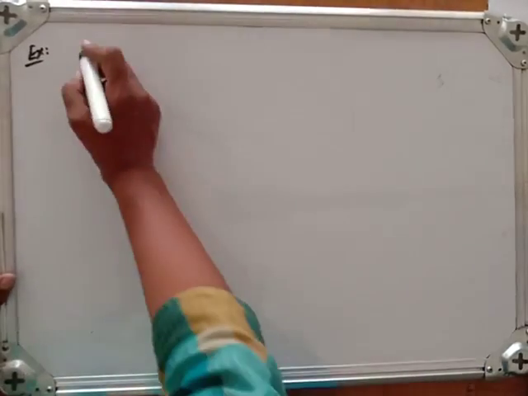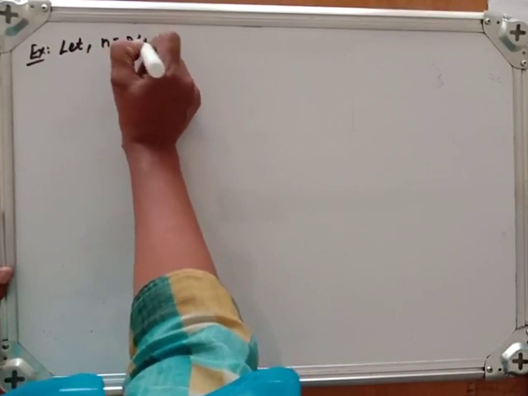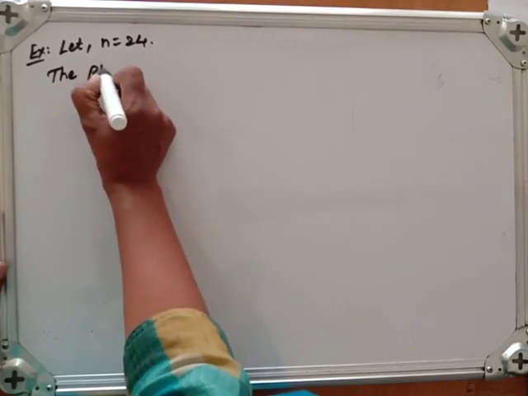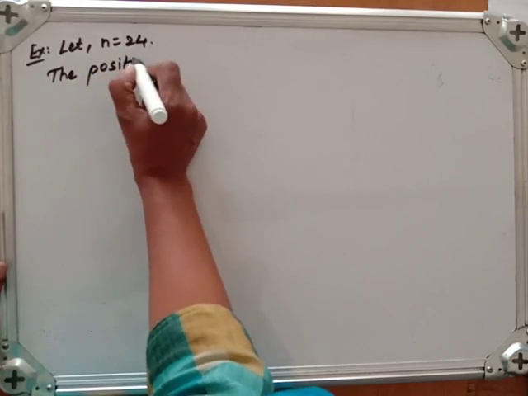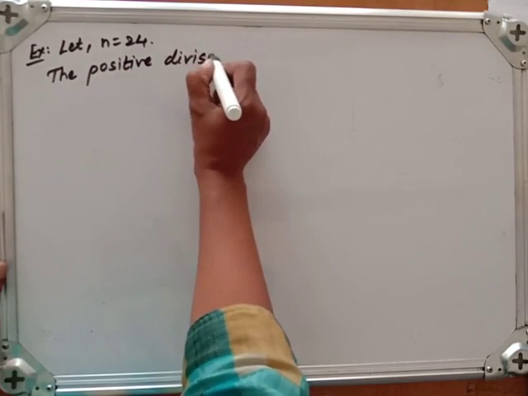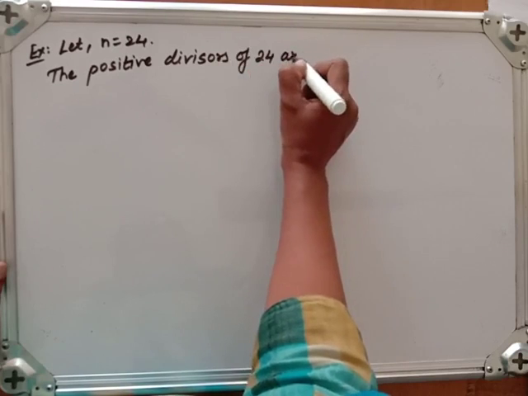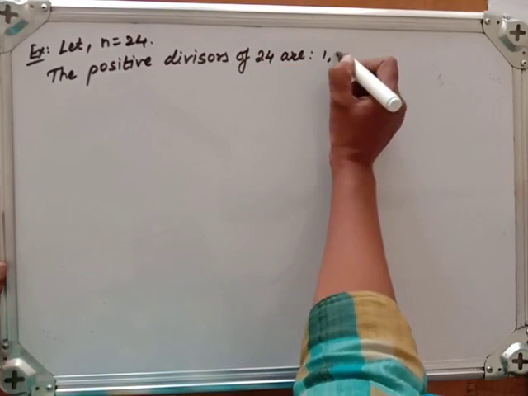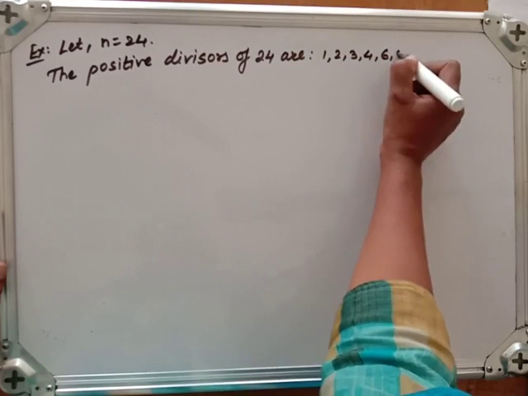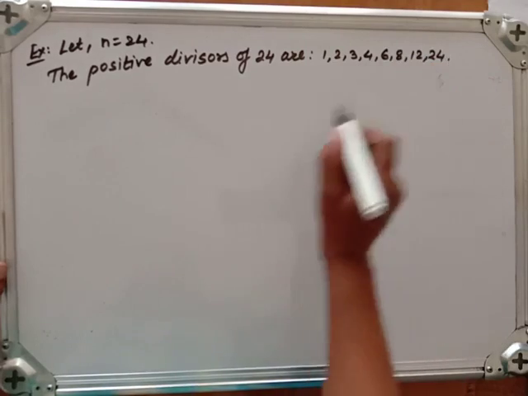Now let n equal to, suppose, 24. If n is equal to 24, the positive divisors of 24 are 1, 2, 3, 4, 6, 8, 12 and what? 24. These are the positive divisors.